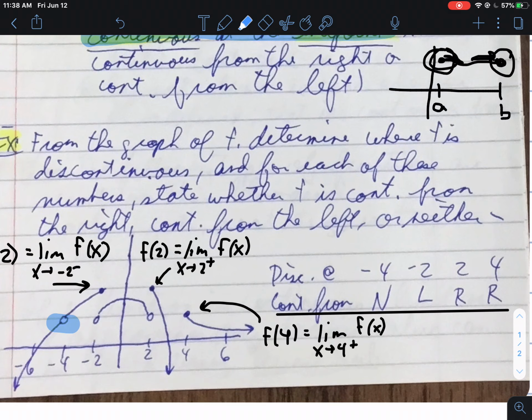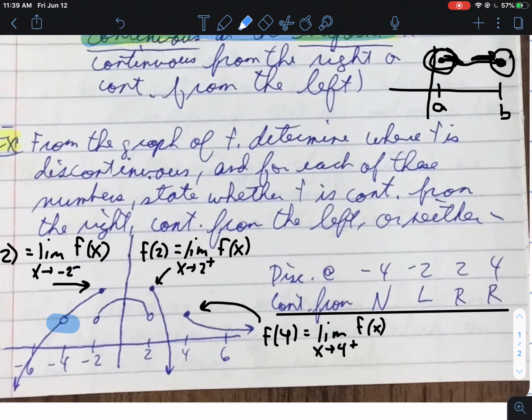Now, is it continuous from the left or continuous from the right? Well, again, that would be neither, because -4 is not in the domain of the function. There is no point. I don't care how you approach it. You can approach from the left side, you can approach from the right side. There is no point on the graph whose x-coordinate is -4. So that would be continuity from neither side, or it would be discontinuous from both sides.